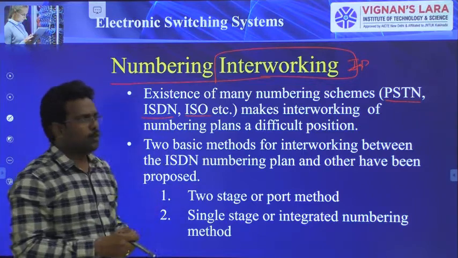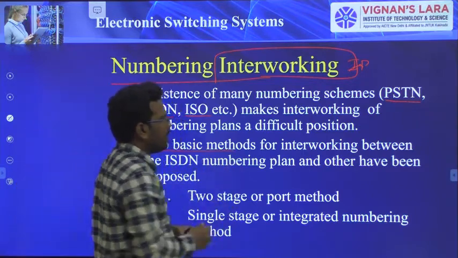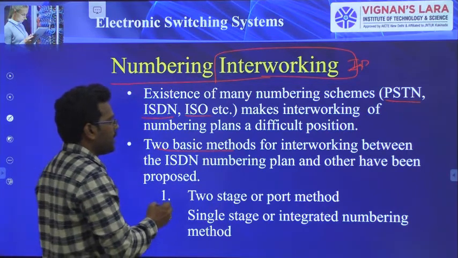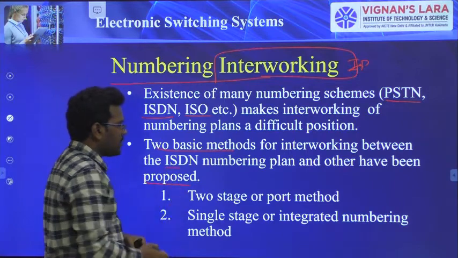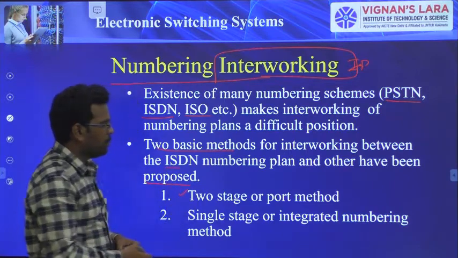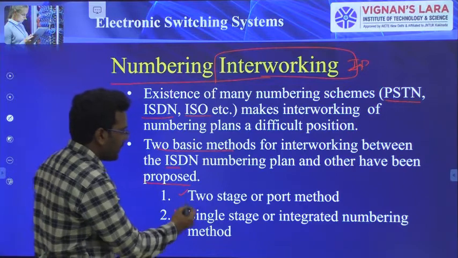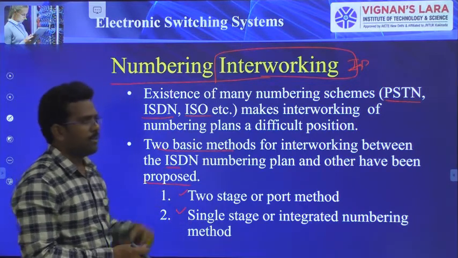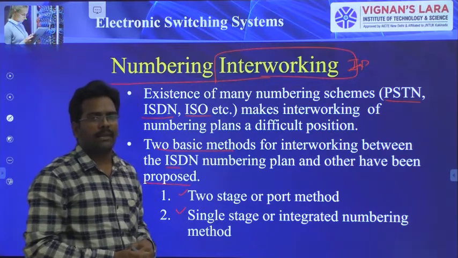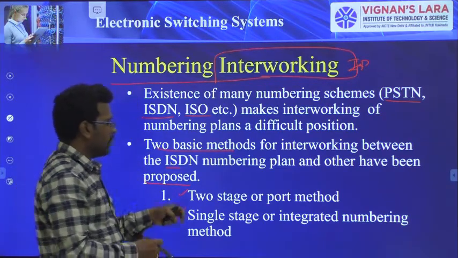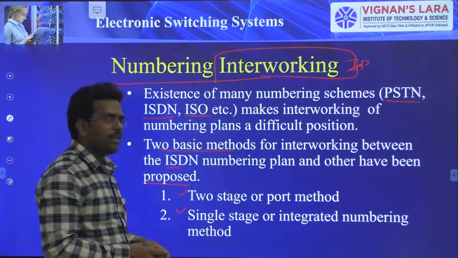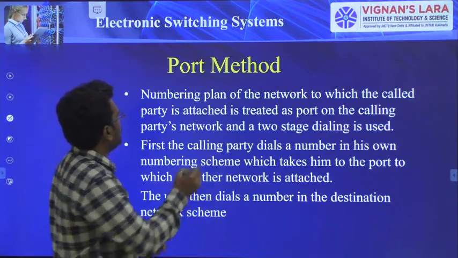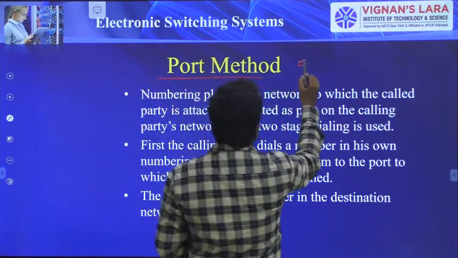Here there are two basic methods proposed for interworking between the ISDN numbering plan and others. The first one is the two-stage or port method. The next one is the single stage or integrated numbering method. These are the two methods proposed for providing a numbering scheme for interworking. Now let's see the first one, the port method or two-stage.